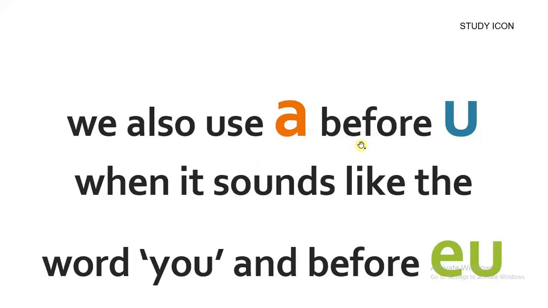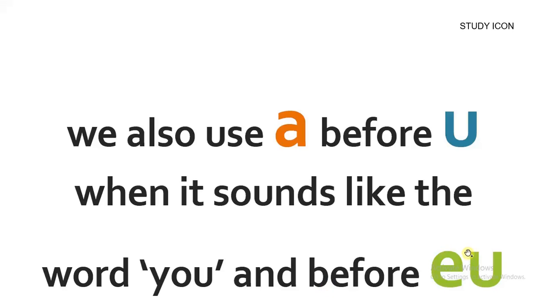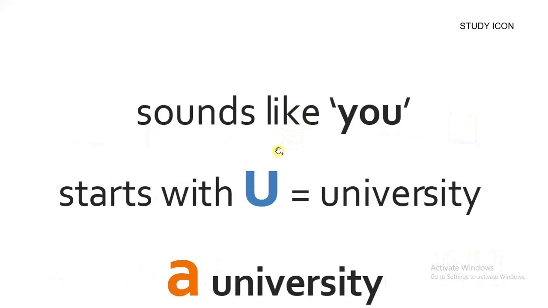We also use a before U when it sounds like the word you, and before EU. Suppose I'm saying university. University starts with U. It sounds like 'you'. So here you can see it is a consonant sound, that's why we are using a before the word. Here you can see, it sounds like U, starts with U, university. So university starts with a vowel, but it sounds like you. That's why we are using a before university.